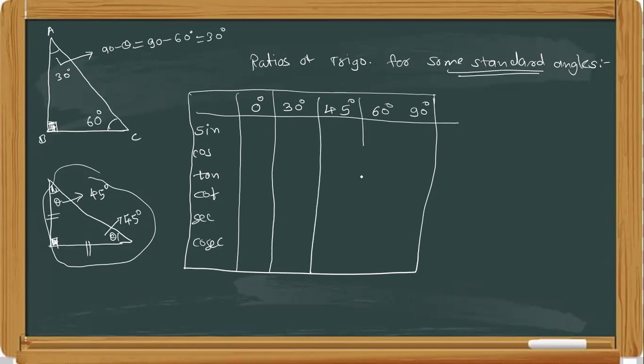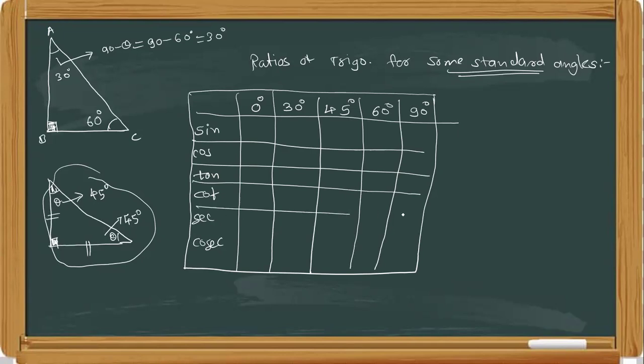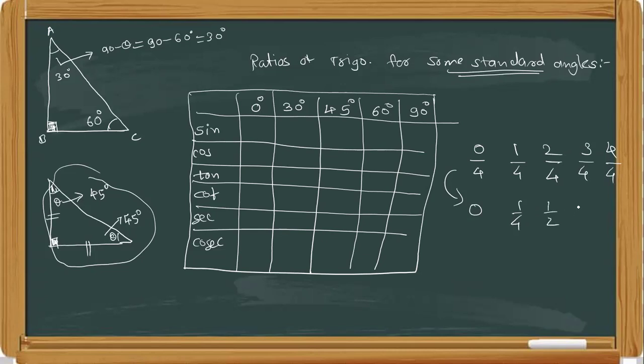Getting it? Yes. I wanted to find the values of ratios of the standard angles. Okay. Now what I will do is I will write 0, 1, 2, 3, 4. Okay. Now I will divide each of these numbers by 4. And then after simplifying, I will get 0, 1 by 4, 1 by 2, 3 upon 4, and 1. Now let me take square roots of it.